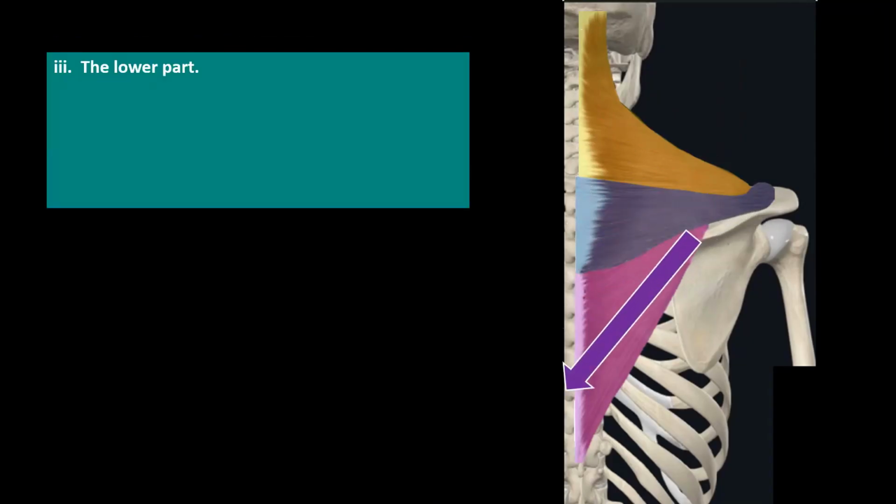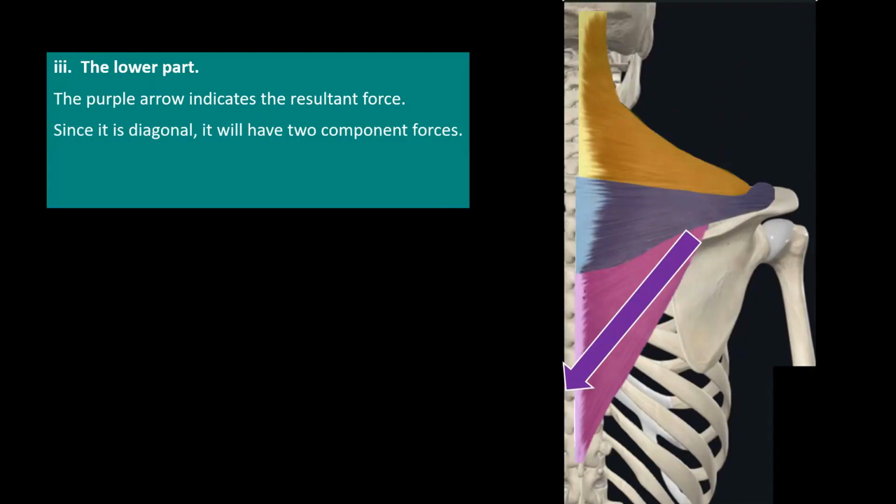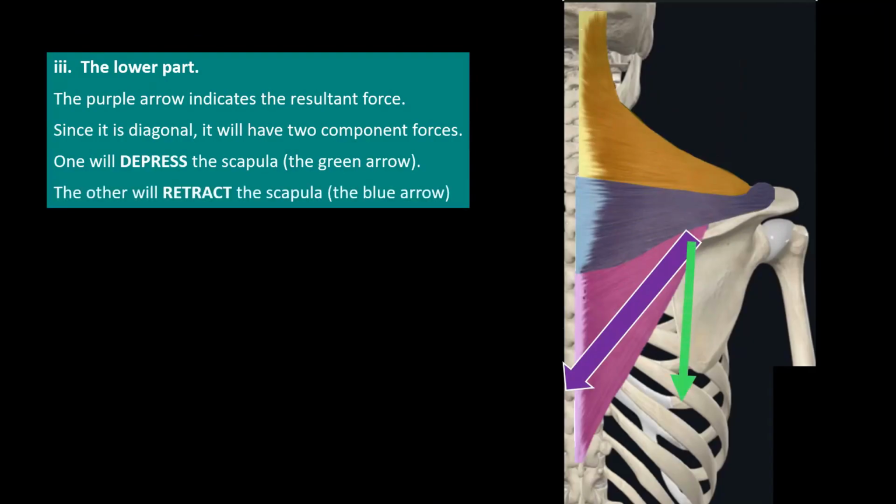3, the lower part. The purple arrow indicates the resultant force. Since it is diagonal, you will have two component forces. One will depress the scapula, the green arrow. The other will retract the scapula, the blue arrow.